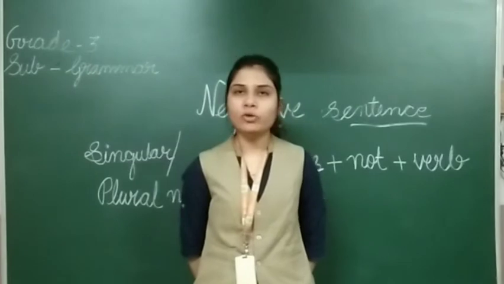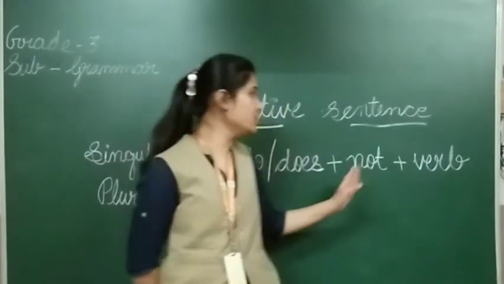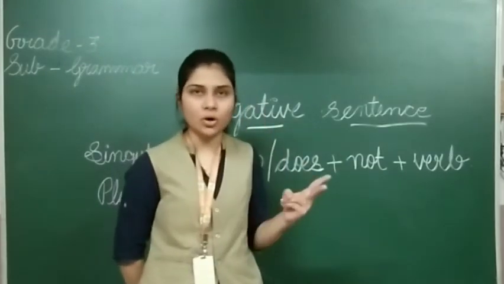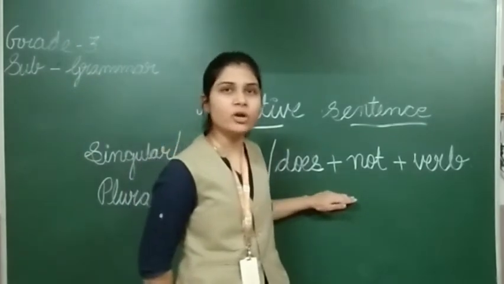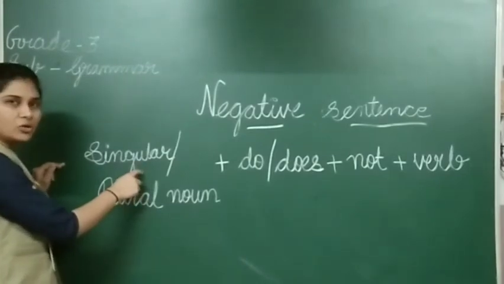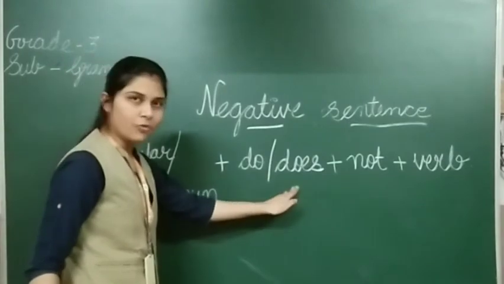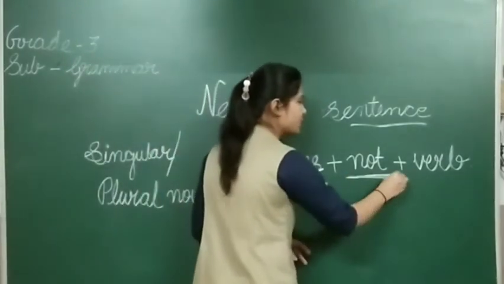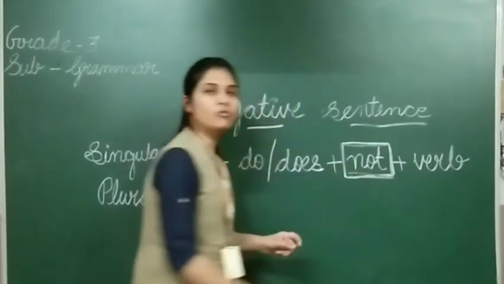Now how do we have to start a negative sentence? We have to start it with this rule. Whether our question starts with a singular or plural noun, this is the structure for a negative sentence. See, the singular or plural noun is given, plus we have to use the do/does form, plus not. Here, "not" is compulsory because we are going to make it negative. How do we make it negative?